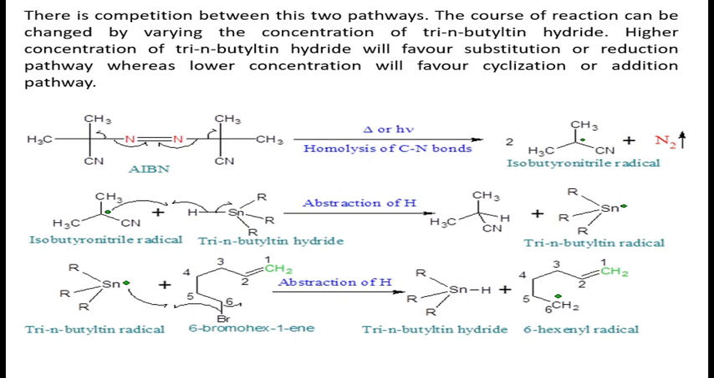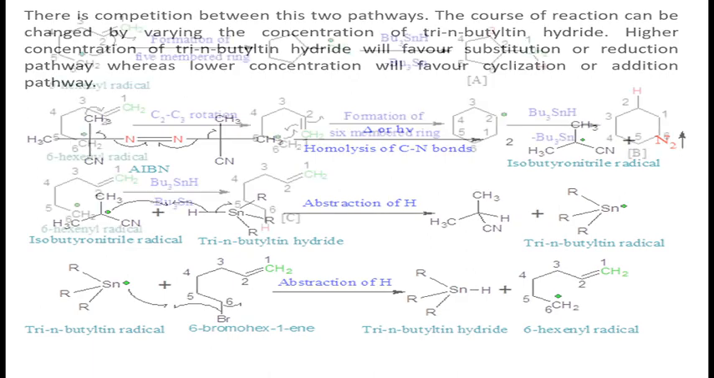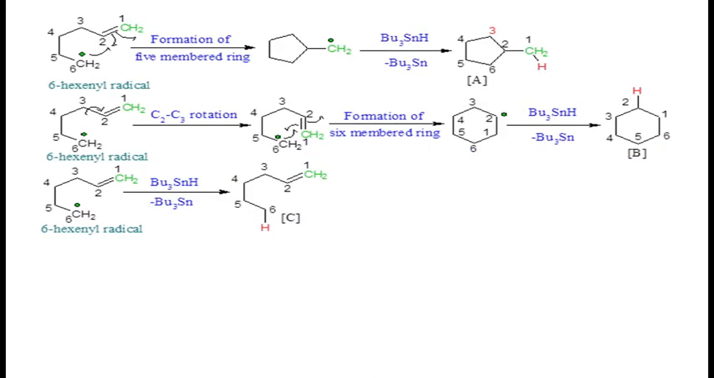This tri-n-butyltin radical has higher affinity towards halides, towards halogens. Tri-n-butyltin radical removes bromine, iodine, chlorine easily from the substrate, and this will give us an organic free radical, that is 6-hexenyl radical. This 6-hexenyl radical undergoes cyclization, that is through the addition pathway.